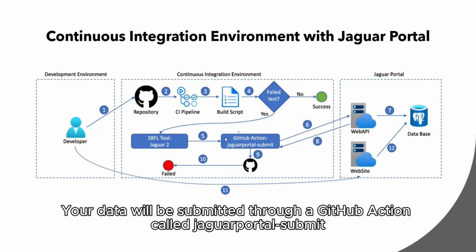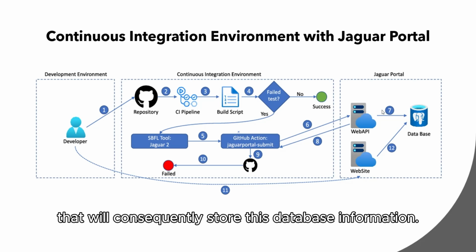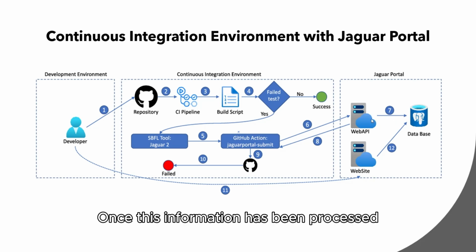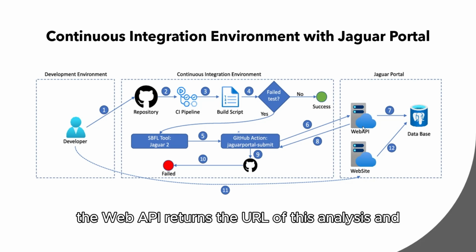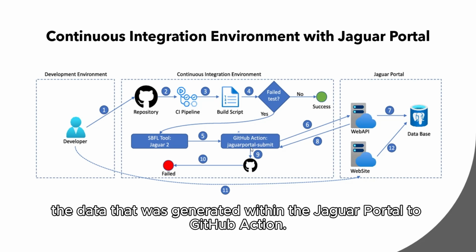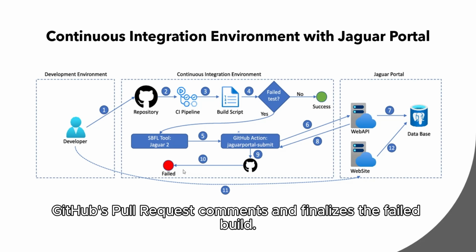your data will be submitted through a GitHub action called Jaguar Portal Submit. This data will be submitted to a web API that will consequently store this information in a database. Once this information has been processed and stored in a database, the web API returns the URL of this analysis and the data that was generated within the Jaguar Portal to the GitHub action. The GitHub action writes this information in the GitHub pull request comments and finalizes the failed build.